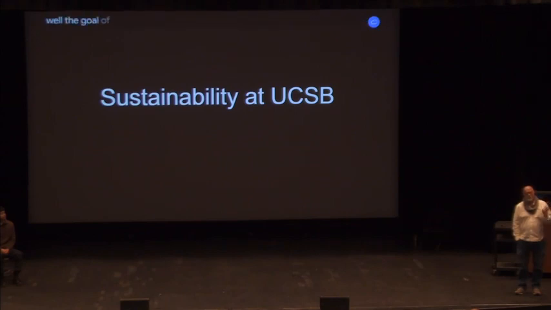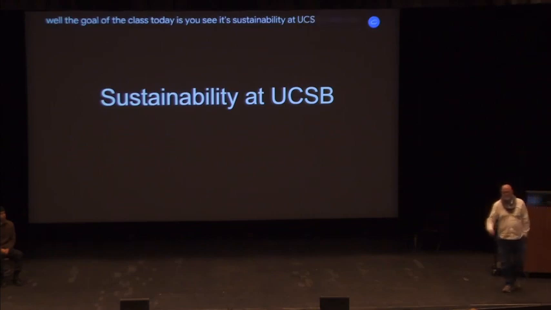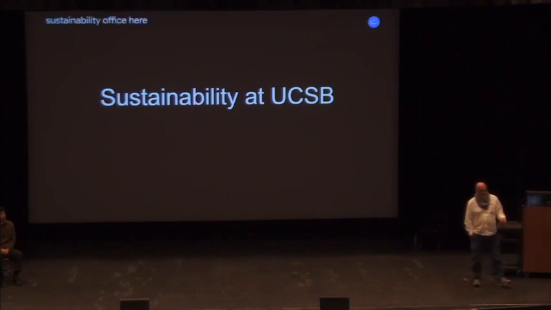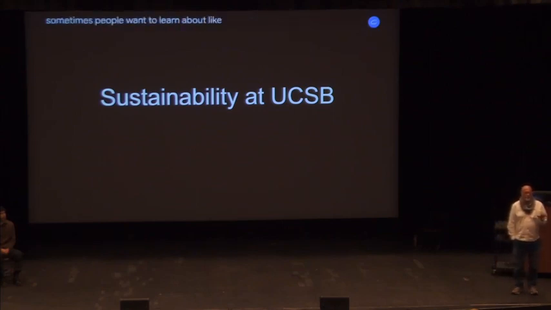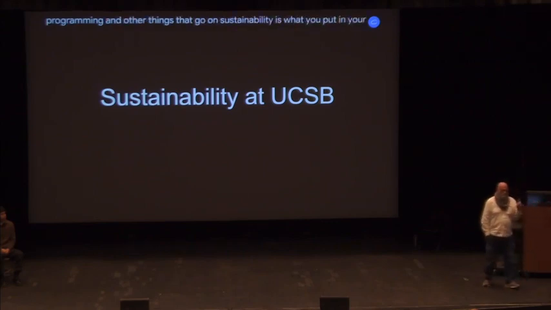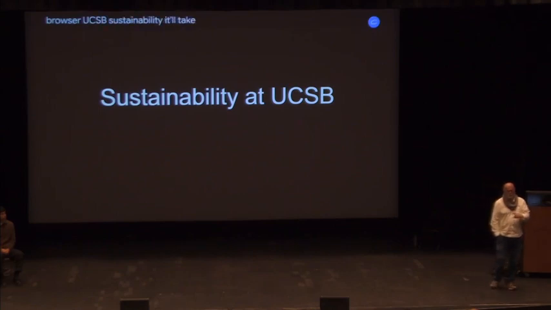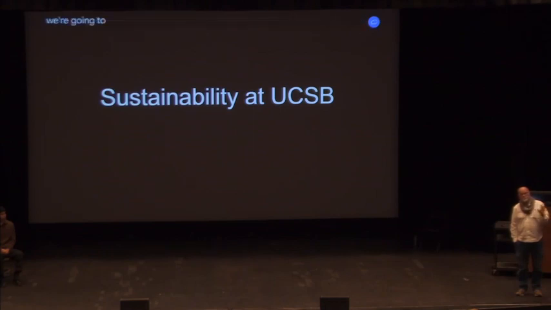The goal of the class today is, you see it's sustainability at UCSB. These folks represent the sustainability office here. And that itself is a little confusing because I know sometimes people want to learn about climate and environment at UCSB. They put in UCSB environment, UCSB climate. But if you're interested in programming and other things that go on, sustainability is what you put in your browser. UCSB sustainability will take you to this office. And just a few highlights. We're going to have a presentation first, and then we'll have a Q&A.